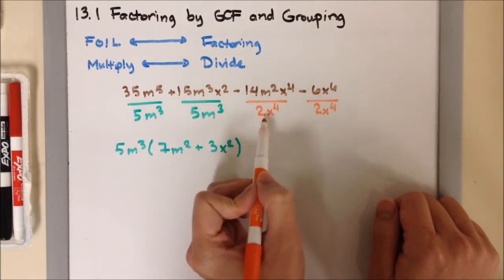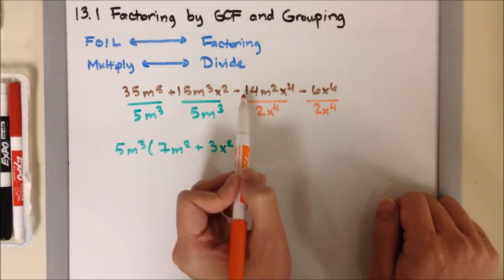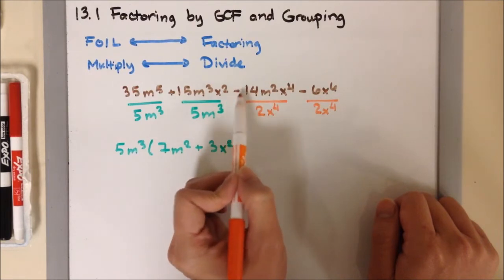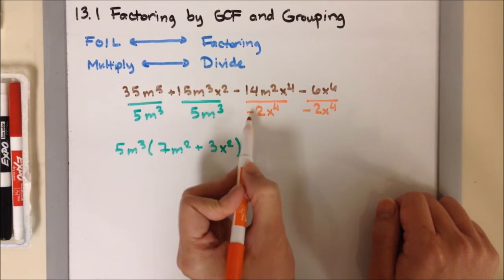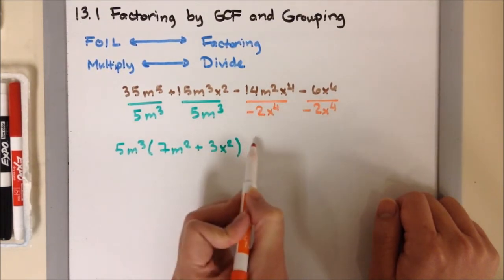So right now, our GCF is 2x to the 4th. And if we closely examine our right side, the first term of the right side is a negative, so I'm actually dividing both terms by a negative. So now our GCF is negative 2x to the 4th, which I'm going to write down here.